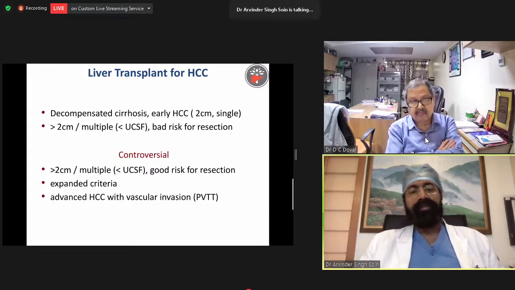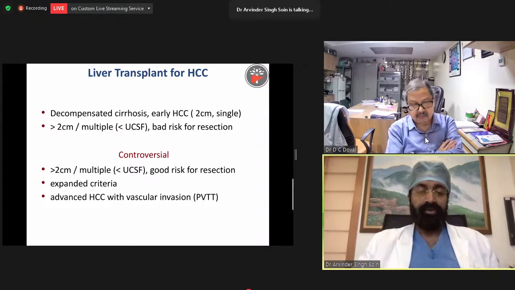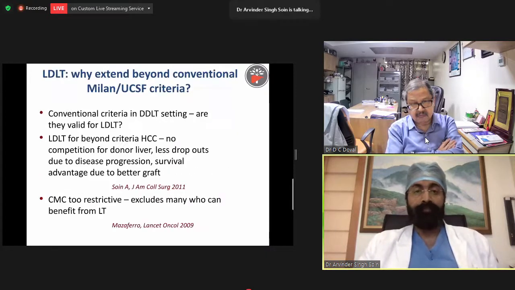Then the controversy arises when the lesion is more than 2 centimeter and is a good risk for resection. Then, of course, expanded criteria are controversial. And then the most expanded criteria, when a patient with HCC has vascular invasion or PVTT, then if you think of transplant, that's even more controversial. We've actually done that too, and I'll show you how.